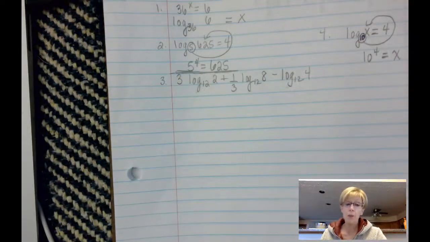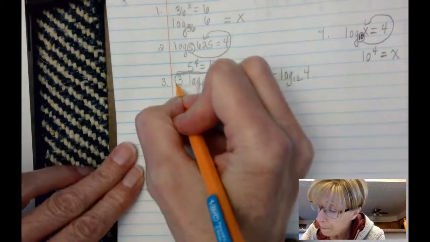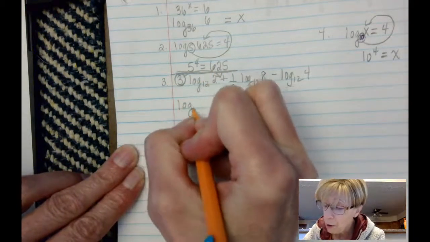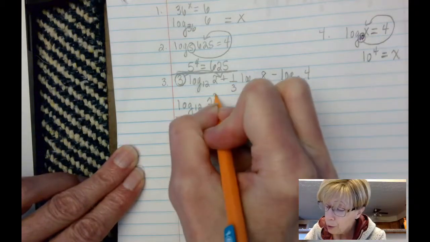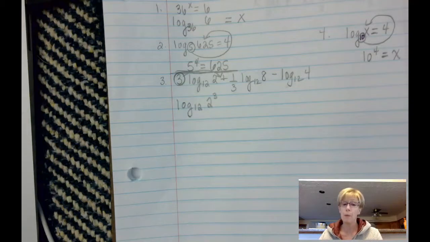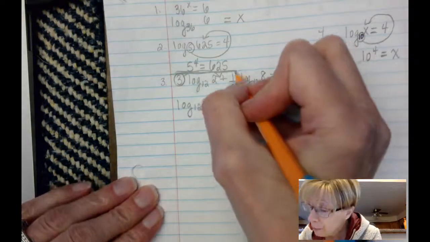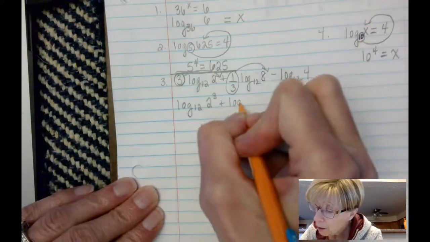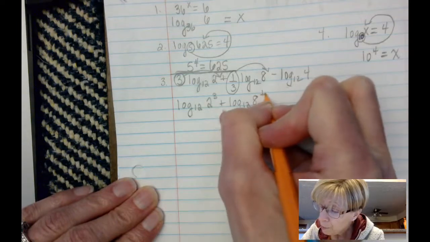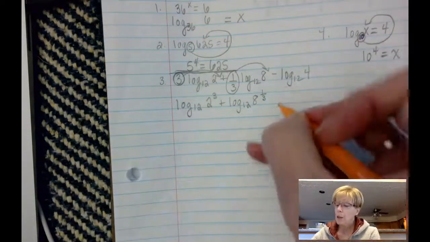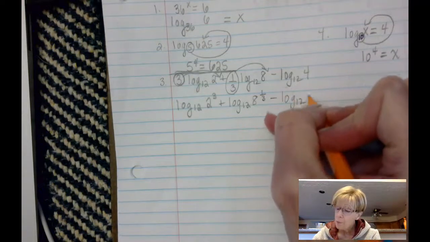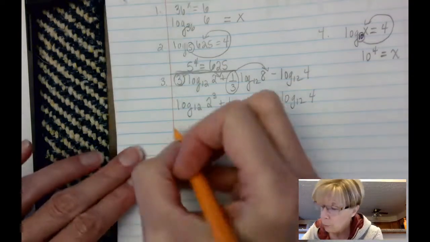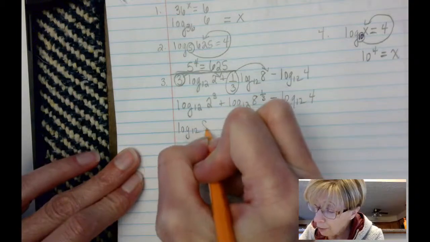And the first thing that we're going to deal with is this 3. And we're going to make that an exponent. So this is going to be log base 12 of 2 cubed. It is a logarithmic property. We can do the same thing with the 1/3. It's going to be log base 12 of 8 to the 1/3. And then we have minus log base 12 of 4. Well, in that first one, we can simplify a little bit, and we get log base 12 of 8, 2 cubed.